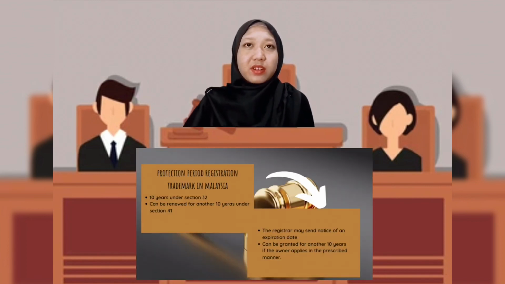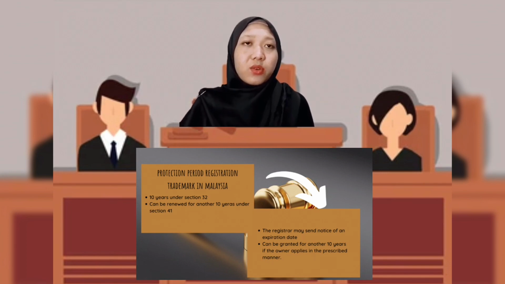The protection period of a registered trademark in Malaysia is 10 years under section 32 of the Trademark Enactment 1976, and it can be renewed for another 10 years after the expiry of the period under section 41. The registrar may send a notice to the designated trademark owner prior to the expiration of the coverage period, consisting of an expiration date and extended conditions. Trademark renewal can be granted for another 10 years if the owner applies in the prescribed manner within the prescribed time and meets the prescribed conditions.